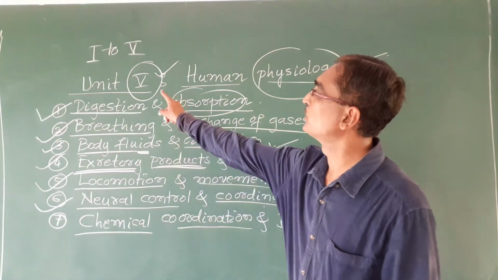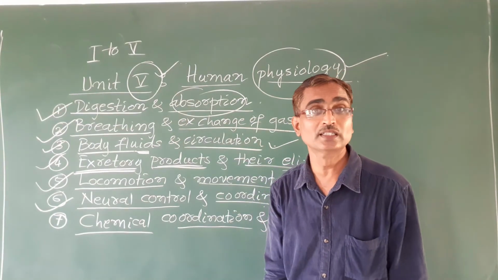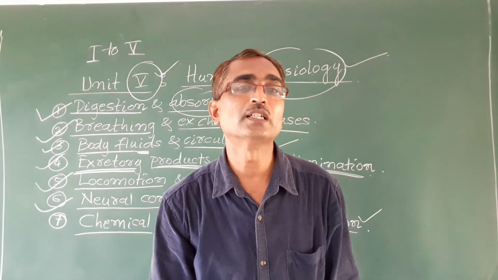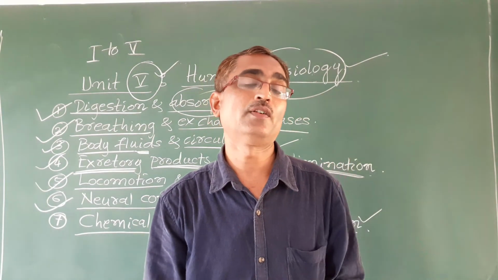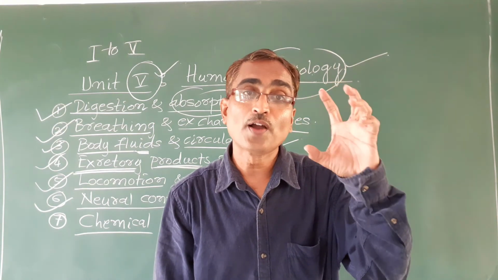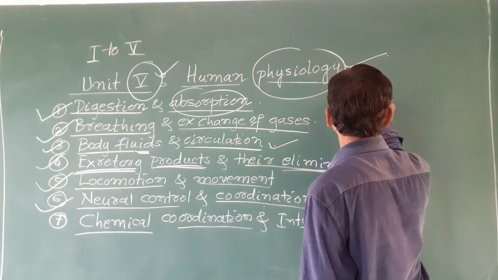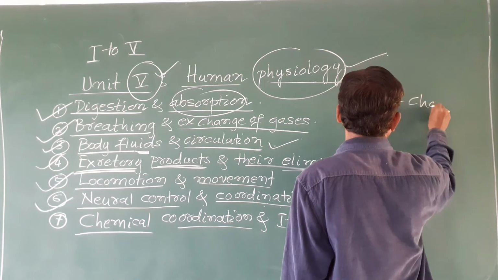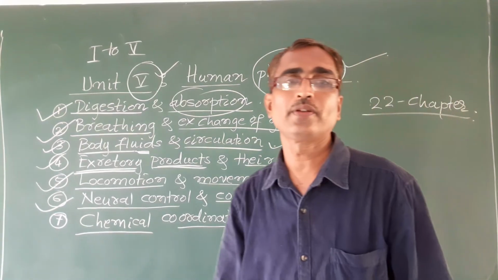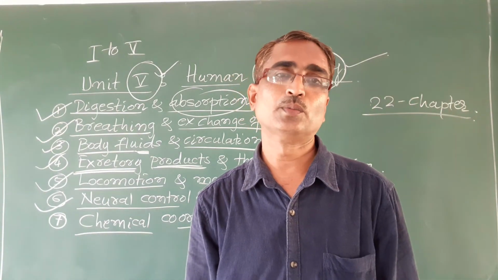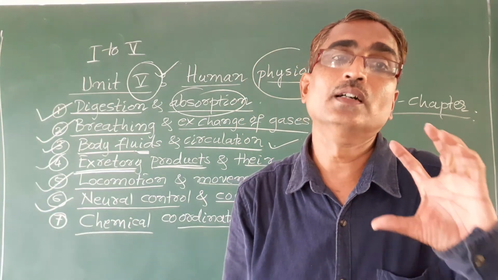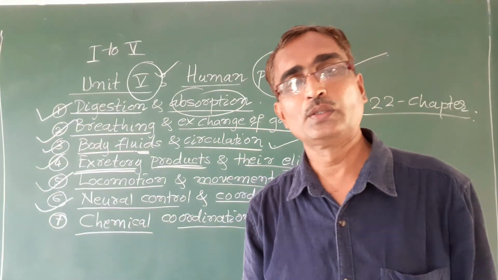So this is about the fifth unit, human physiology. This is all about the syllabus of the first PUC: we have 5 units and 22 chapters. Today we will conclude here, and tomorrow we will begin with the first chapter, the living world. Okay, so thank you.